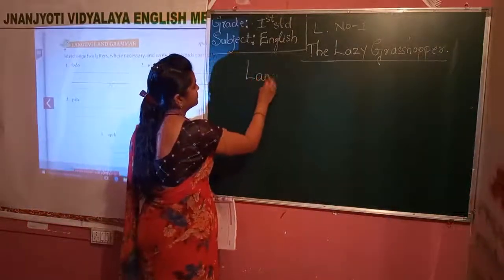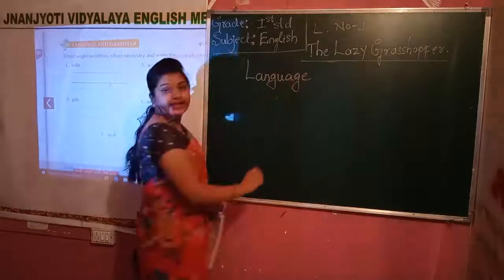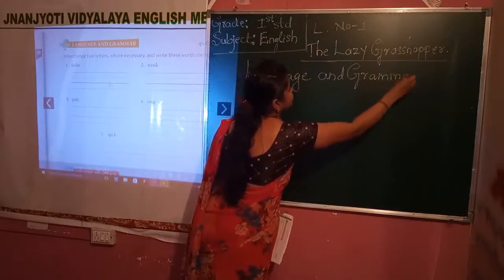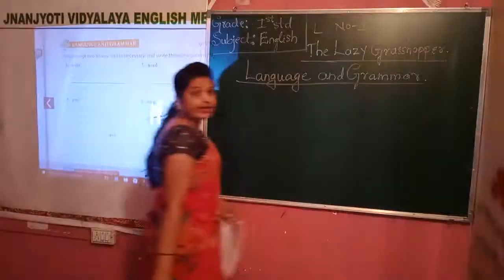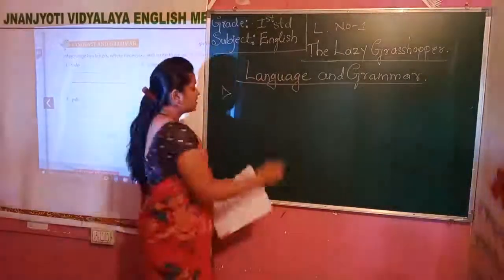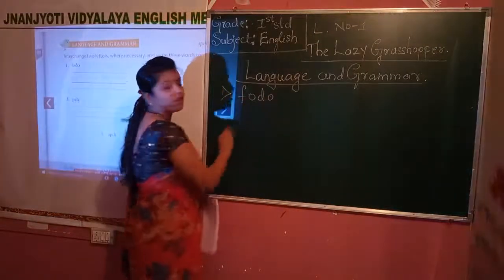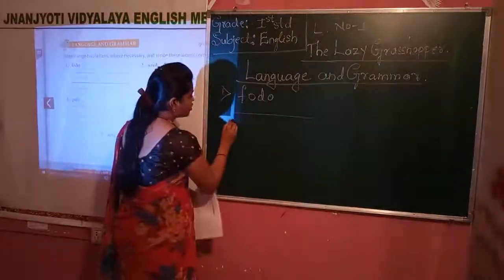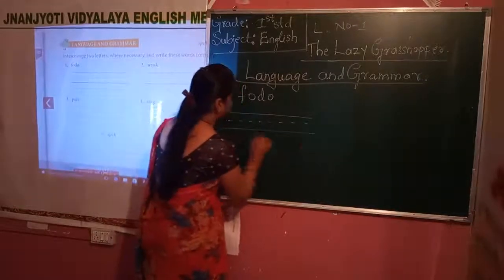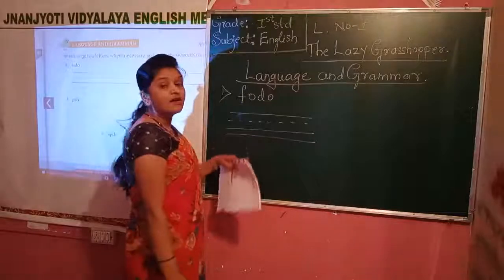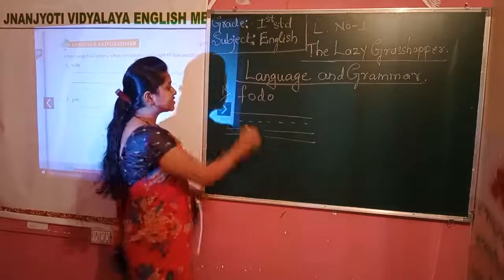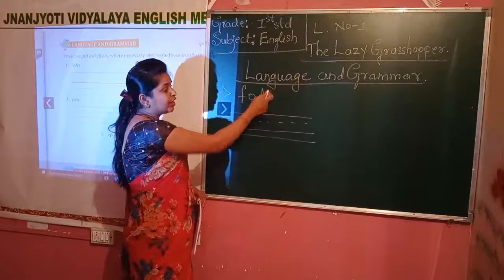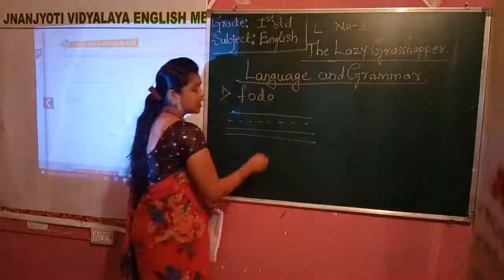Language and grammar. Write the heading, language and grammar, neatly. Here, the first one they have given is FODO. And here, they have given the four lines in your textbook. So, you think that this is your four line notebook. How do you have to write it? Is this word correct? There are some words whose spellings you need to interchange. How? I'll show you.